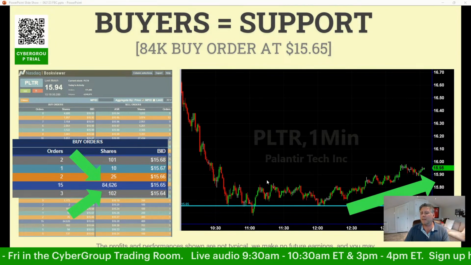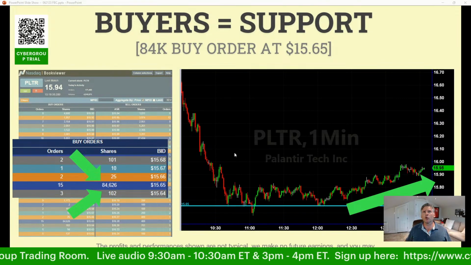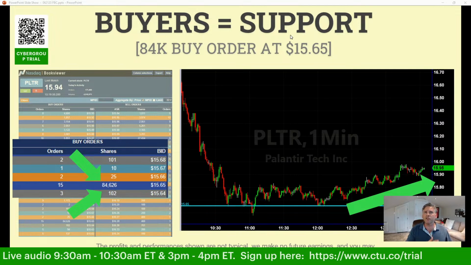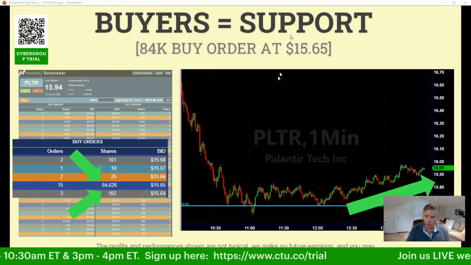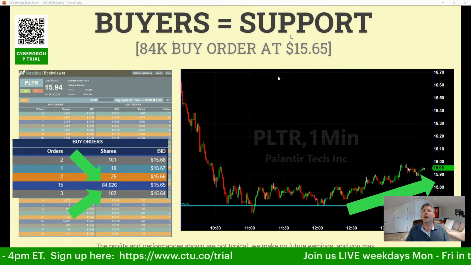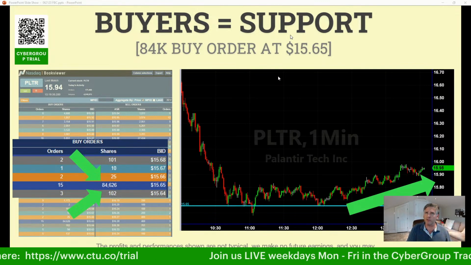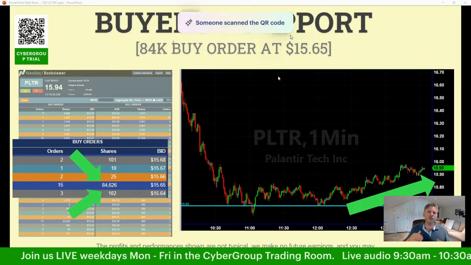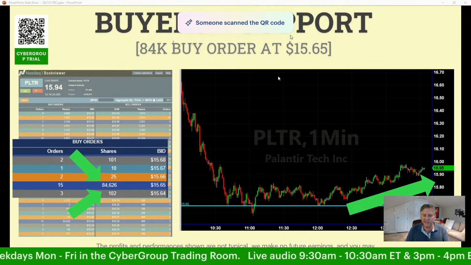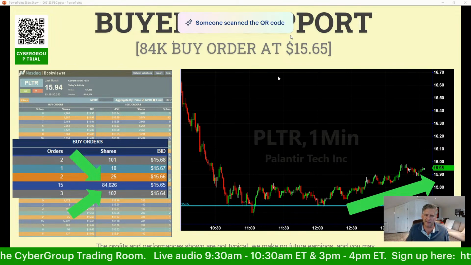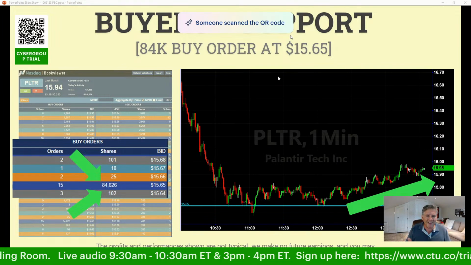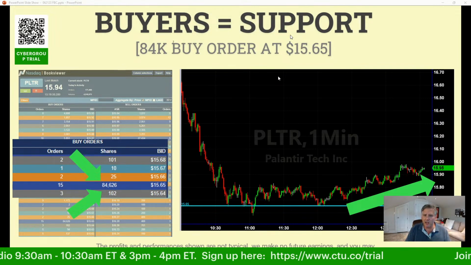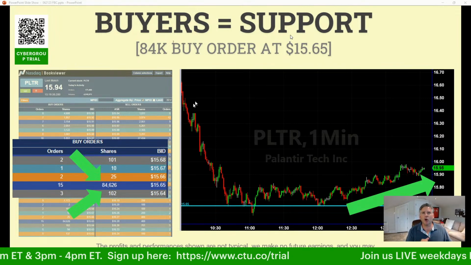But let me explain to you what we're looking at. Right here, you'll notice that there are buyers that make support, and you have resistance that make the sellers. We're going to focus on buyers and sellers. Now, as much as you might think support and resistance is irrelevant, what is relevant is where the buyers and sellers are. So let's look at PLTR, for example.